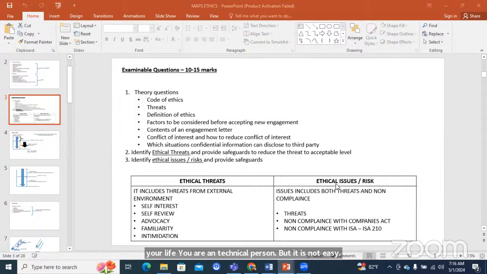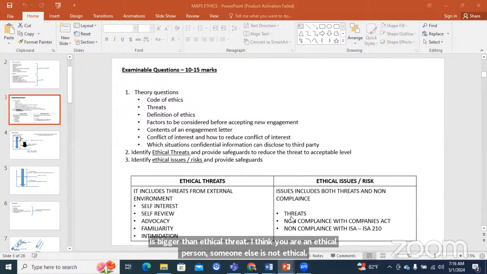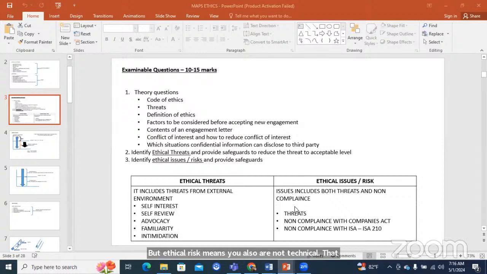Therefore, ethical risk is bigger than ethical threat. Ethical threat means you are an ethical person, someone else is not ethical. But ethical risk means you are also not ethical, and that person is also not ethical. So in your case study, you can get threats. In your case study, you can get non-compliance also, because you are not following rules. Students, explanation understood?